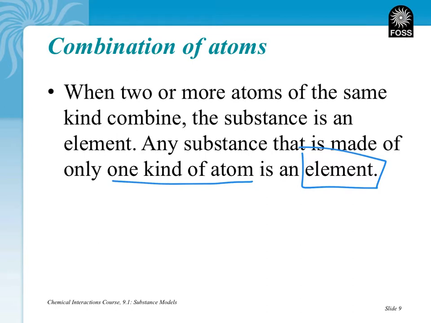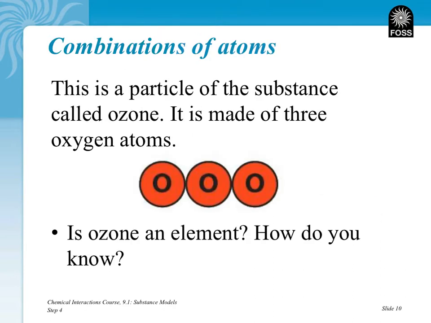You can have a single oxygen atom. You could have a double oxygen atom like you saw there. That's actually the form of oxygen we breathe in most often. And then on the next one, you'll see there's a third type of oxygen atoms joining together. In this example, this is a particle of the substance called ozone, and it's made of 3 oxygen atoms.